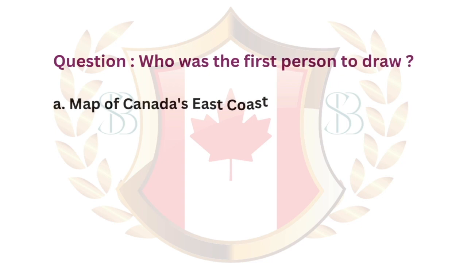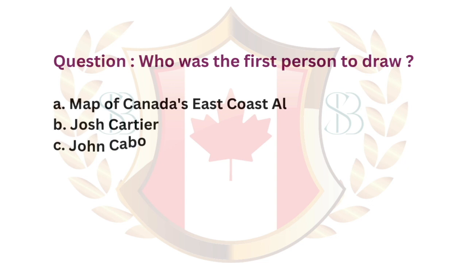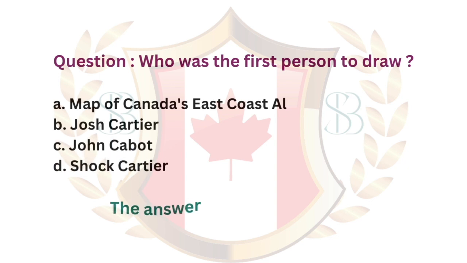Question: who was the first person to draw a map of Canada's East Coast? A. Al Cartier. B. Josh Cartier. C. John Cabot. D. Jacques Cartier. The answer is C. John Cabot.